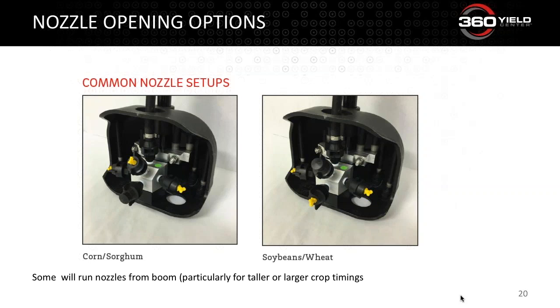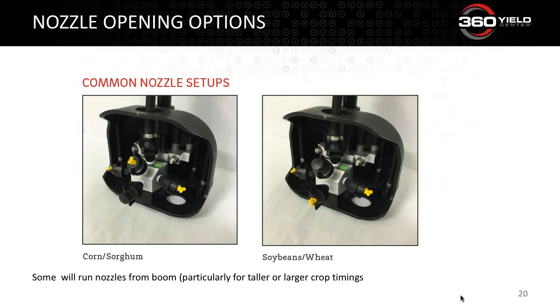In soybeans and wheat, again, I don't have a lot of experience in cotton. Folks that are going to be working with that, again, I think you'll figure it out pretty quick for where you want that spray directed and which ones you want to use. But typically in soybeans and wheat, I'll run the 2 side ones, and then I'll run the back one.